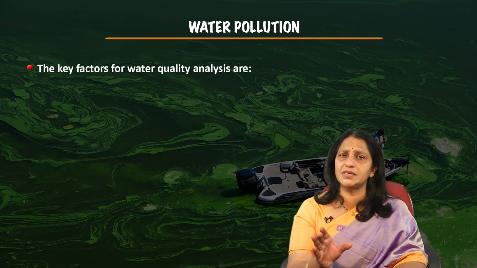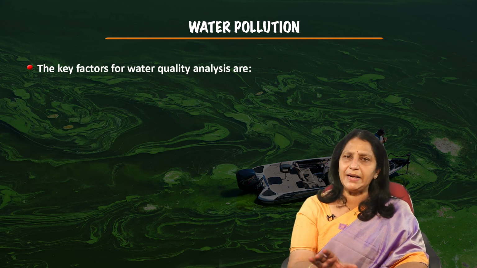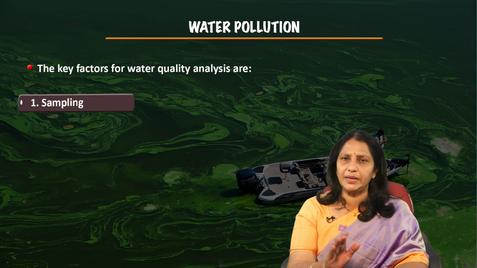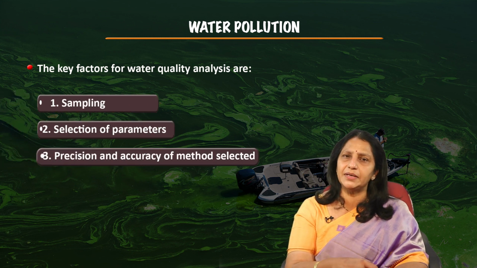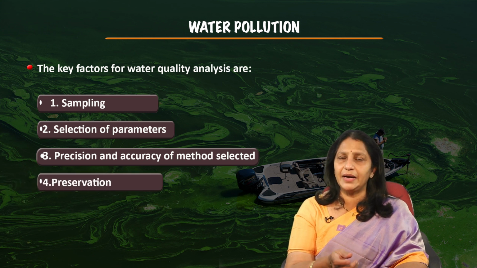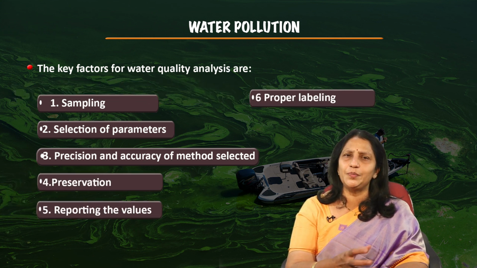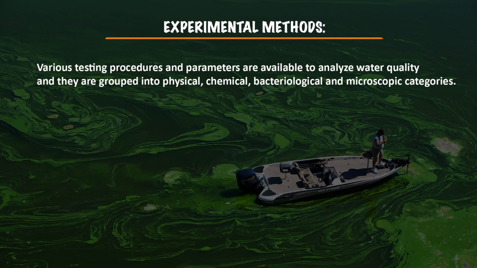So, the key factors involved in water quality analysis are, the first one, sampling and selection of parameters, and precision and accuracy of the method selected, preservation and reporting the values, and also proper labeling. If you look at the experimental methods, there are various testing methods, procedures and parameters available to analyze water quality, and they are grouped into physical, chemical, bacteriological and microscopic categories.